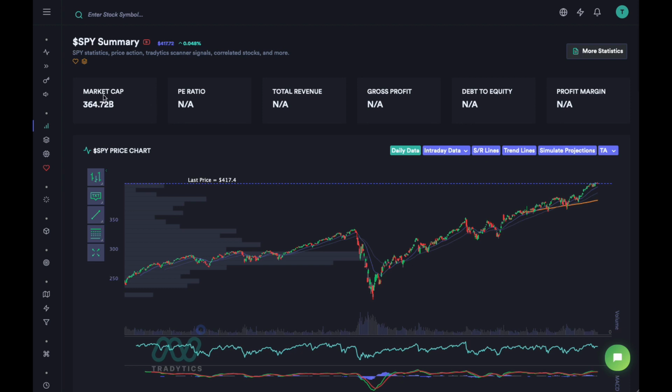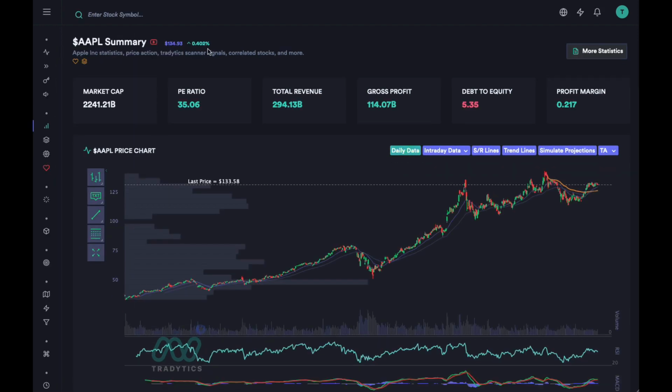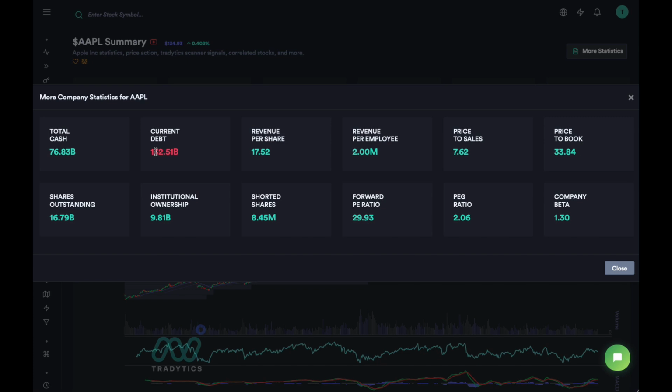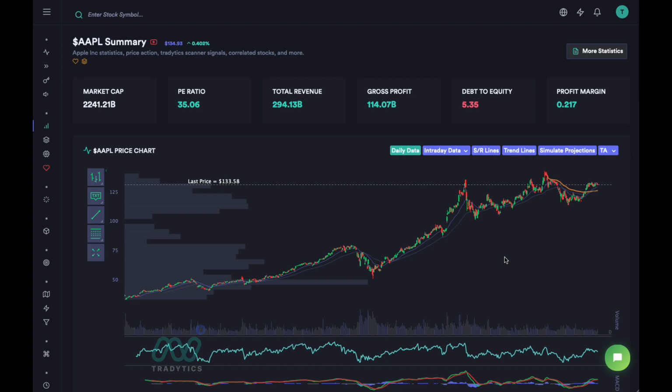Then we have the stats about the ticker. So we have the market cap and other stats, but since this is an index, we don't really have any stats for this. So let's try to open up Apple, and then you can see that we have all these stats. Anything that's green on the website is a bullish or positive sign, and anything that's red is a negative sign. If you click on more statistics, you are going to see a lot more information. We have shares, institutional ownership, shorted shares, PE ratio, and other things. This is to give you an idea on how well the company is doing financially.